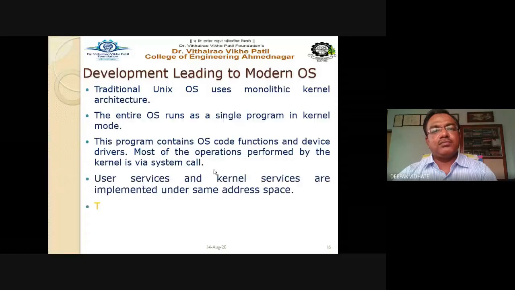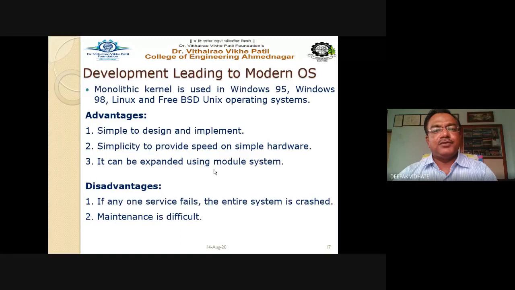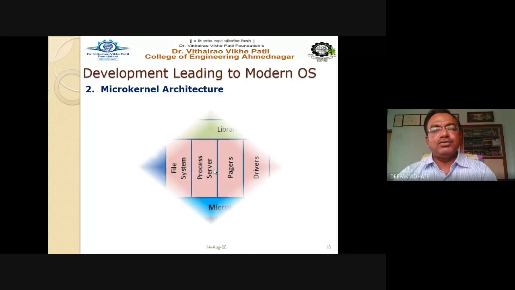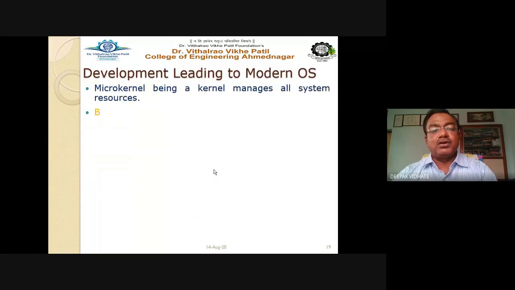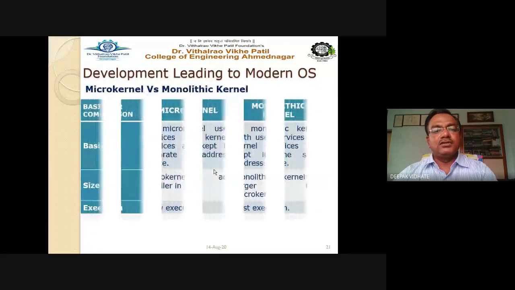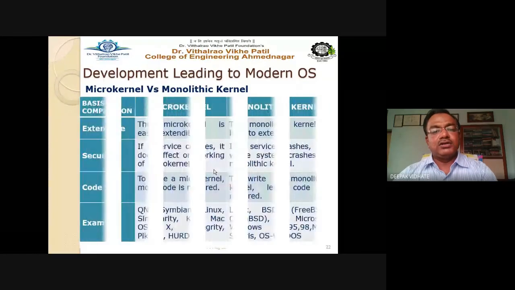Whereas in case of the microkernel architecture, we have seen that there are advantages and disadvantages of the monolithic kernel architecture. In the microkernel architecture, the kernel space is reduced. So all the different functionality like device drivers, process and file management, etc., are now included in the user space, and kernel space is reduced. That's why it is called the microkernel architecture. We have also seen the differences between the microkernel and the monolithic kernel architecture.